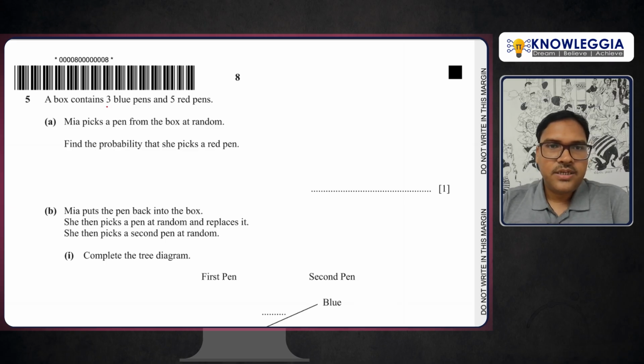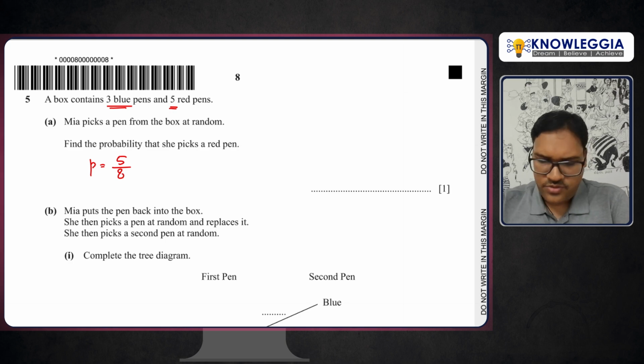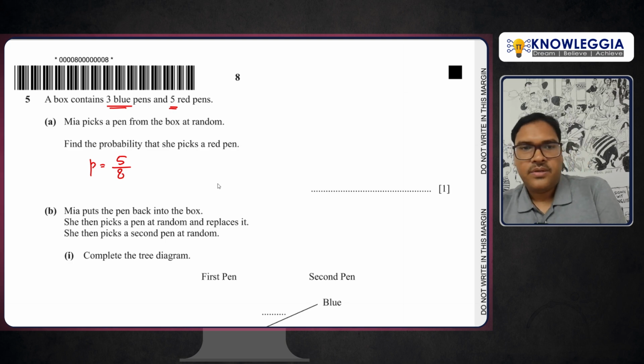The box contains 3 blue pens and 5 red pens. Mia picks a pen from the box at random. Find the probability she picks a red pen. So this one is easy. What is the probability she picks a red pen? What is the number of red pens? 5 and total is 8. This is 5 by 8. So this first part is easy. Right? Now the second part.